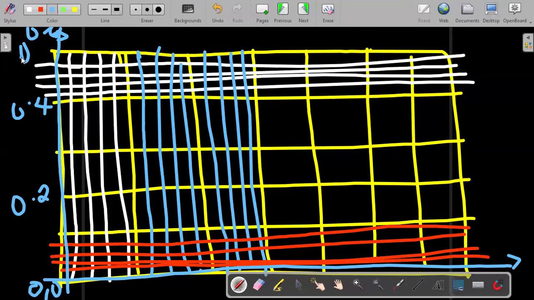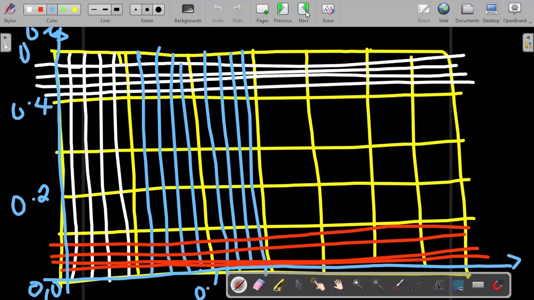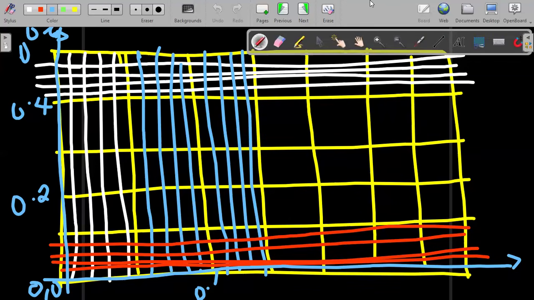So here, 2 centimeter, here 0.1. What do we choose? Which scale do we choose the other time? Okay, 0.1. So here now, let's take here you have 0.1, 0.2, and the rest. Here 0.1 is under 2 centimeter, 0.2 under 2 centimeter, 0.3. So it continues.